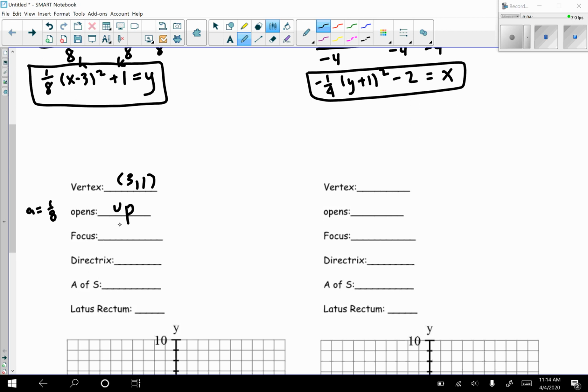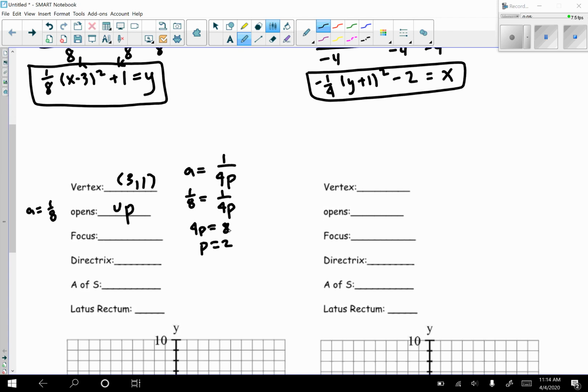The focus of this we can find after we find our p-value. So the formula to find this we use is, recall, a is equal to 1 over 4p. So we know our a value because that's in the actual equation. So we have 1/8 equals 1 over 4p. And to solve, we can go ahead and cross multiply. So 1 times 4p is 4p equals 8 times 1 is 8, divide by 4, and we get p is equal to 2.